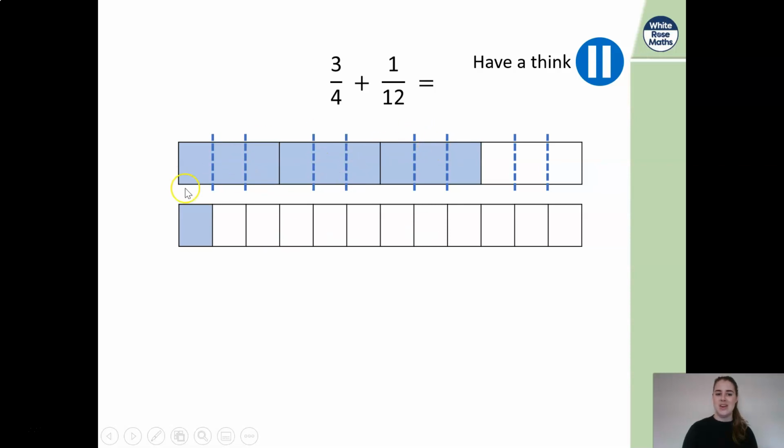We've got 3, 6, 9. Add another one. We've got 10/12ths all together here. Okay, because we had 9 add 1. Now, if we're thinking 10/12ths, well, how could we simplify that?